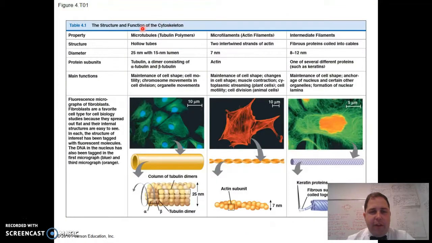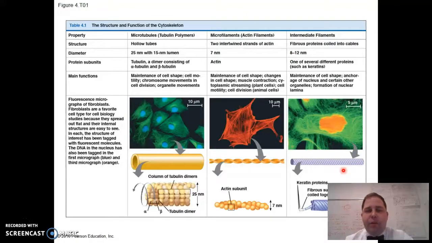So this figure kind of highlights the three cytoskeletal fibers you need to know. The microtubules, which are the largest, and they make hollow tubes. The microfilaments, which are the smallest, and they make these little twisted fibers. Microfilaments I often will just call actin. And then the intermediate filaments are sort of in between the size of the microfilaments and the microtubules, and they are another sort of cabled protein here.